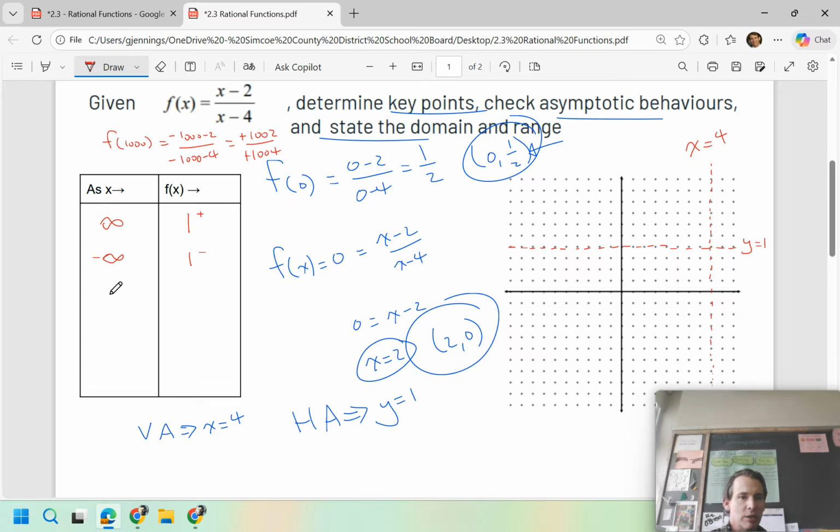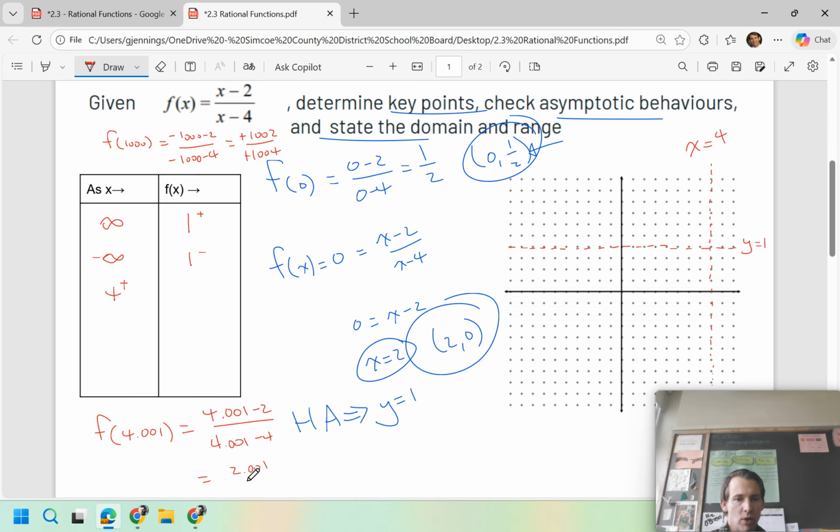And then as x approaches 4 from the positive side, we might test that out this way. f at 4.001 equals (4.001 - 2) over (4.001 - 4). We are here.